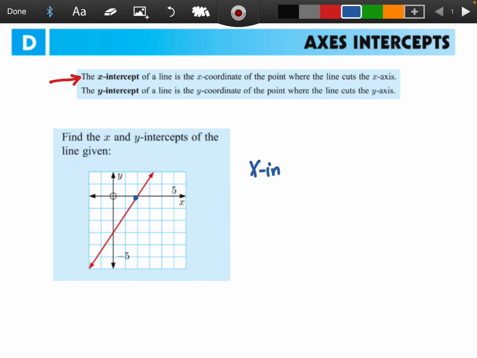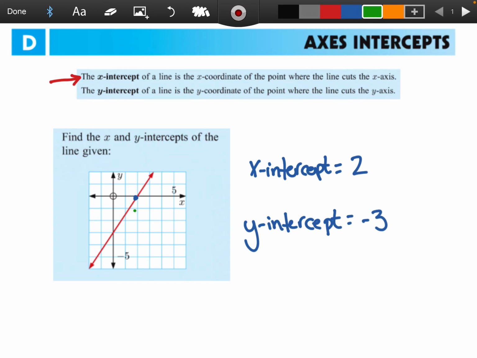So the x-intercept, the point where that line crosses the x-axis, is at 2. And the y-intercept, where that line crosses the y-axis, is equal to -3. So those are not the coordinates. The intercept is not looking for the coordinates. It's just looking for the x-coordinate if you're talking about the x-intercept, the y-coordinate if you're talking about the y-intercept. The coordinates of this point are (2, 0), and the coordinates of this point are (0, -3).